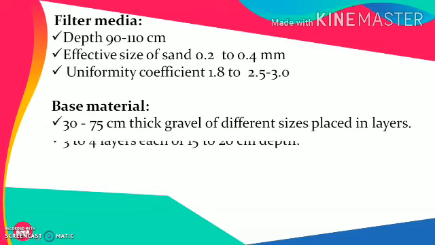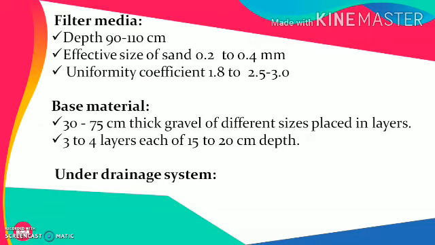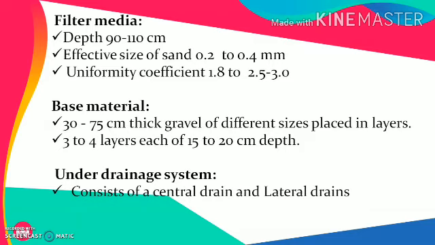Next is the bed material. Bed material is used to support the filter media. Filter media is placed above the base material. For base material, generally gravels are used. These are 30 to 75 centimeter thick gravels of different sizes placed in different layers. Generally, these layers are placed in 3 to 4 numbers, and the depth of each is between 15 to 20 centimeters. Below that, the under drainage system exists.